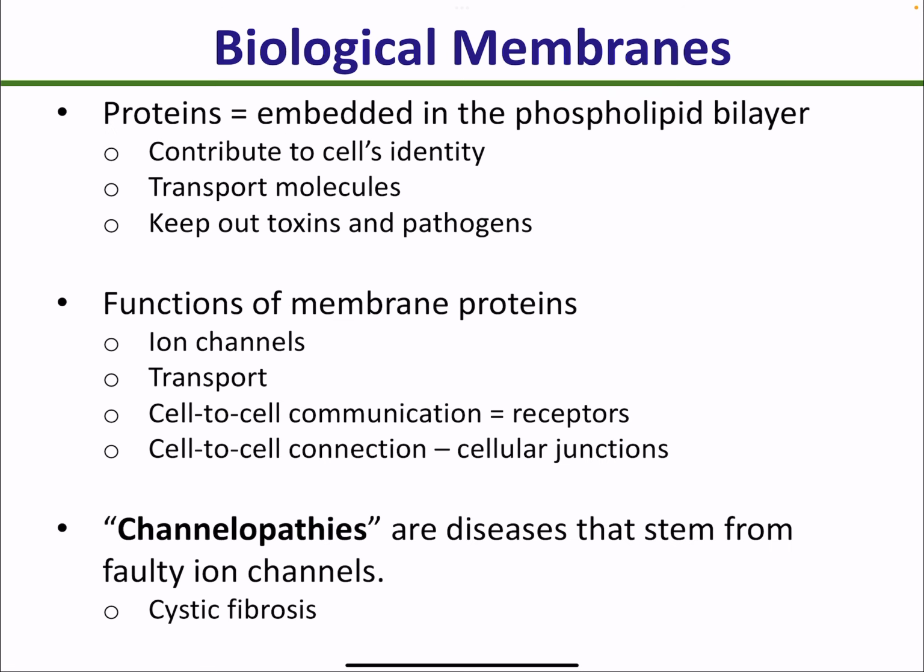So the proteins that are embedded in the plasma membrane are going to play a very important role in creating a specific identity for a particular type of cell. Some are going to be essential for the transport of molecules. They're going to be essential to keep out toxins and pathogens. Some are going to function as ion channels, some as transporters, some are going to be important in cell-to-cell communication, and then used as receptors. So they're going to be point of attachment of signaling molecules.